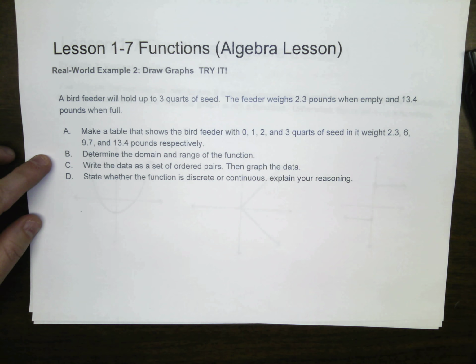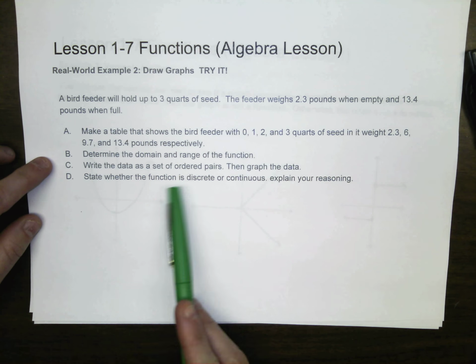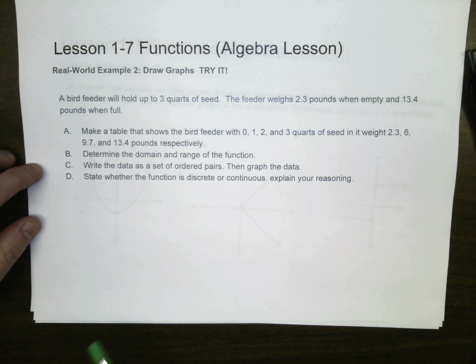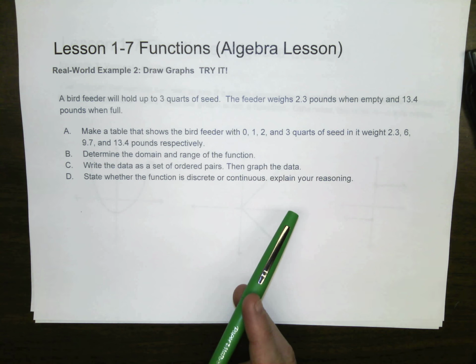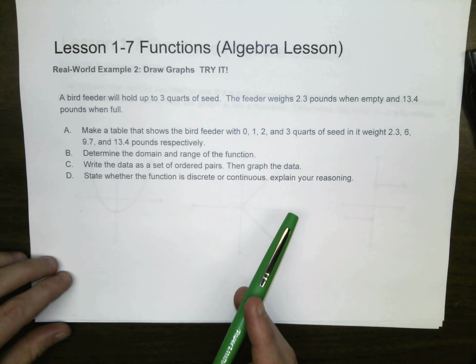So figure out which is going to be the input and output, and that will help you figure out what is the x and y. Write the data as a set of ordered pairs, and then state whether it's discrete or continuous, explaining your answer. You may want to go back to the previous example to help guide you through this.